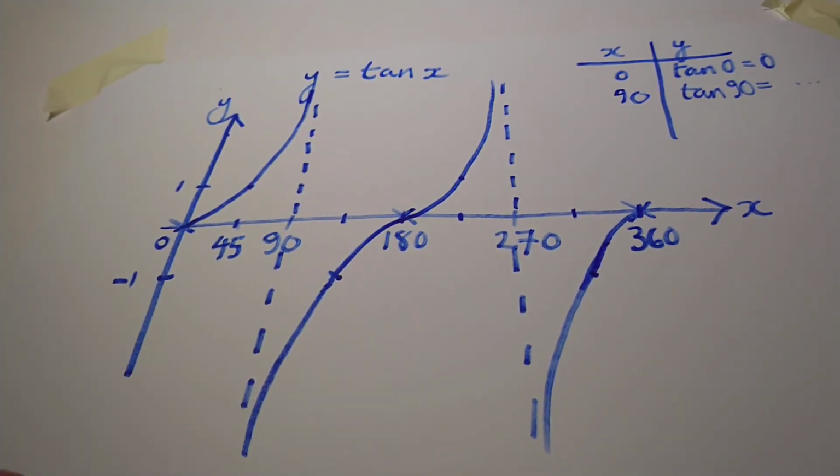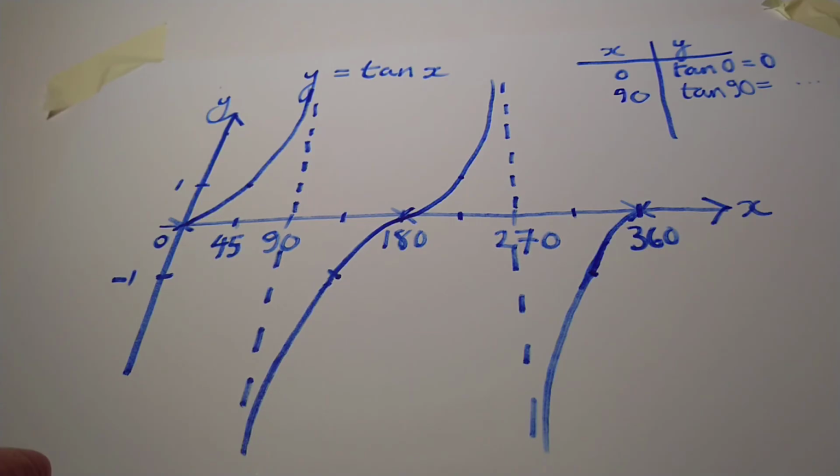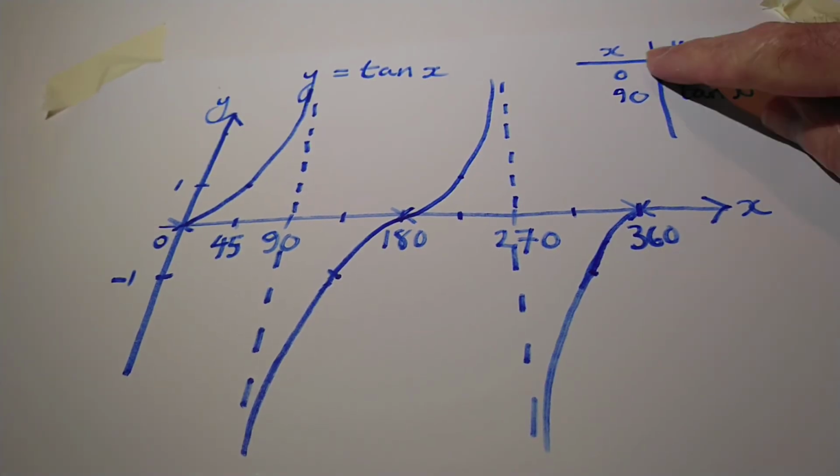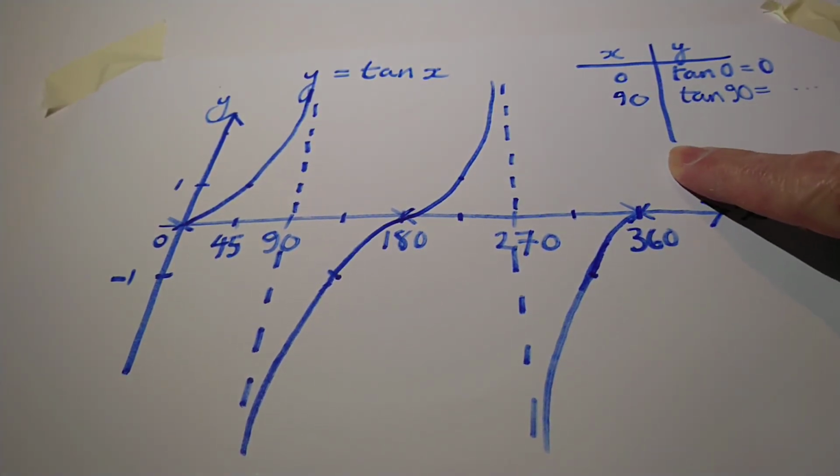So that's how you go about sketching y is equal to tan x. But again, just to remind you, you can put as many values in this table as you want, so you can always do it that way.